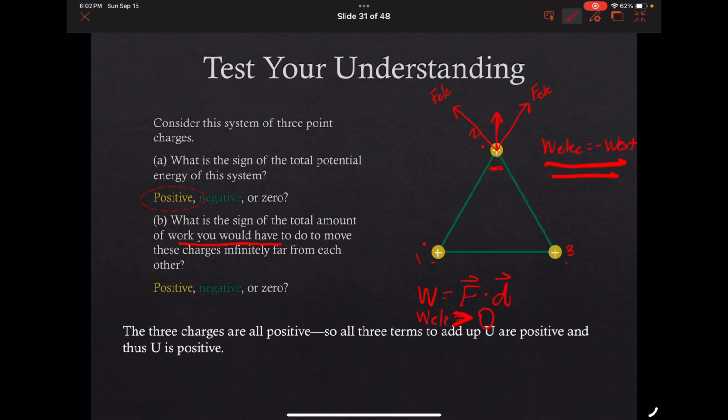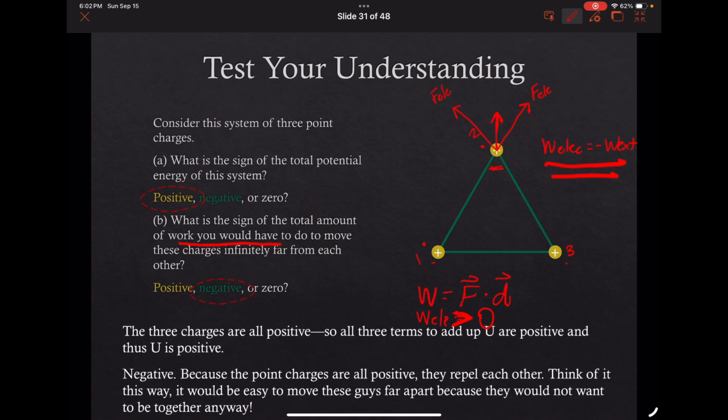And that makes sense if you think about it this way. The particles already have the potential to move away from each other. We actually don't need to put in any energy to move those particles apart. In fact, we're going to get some energy back because it's going to do it for us. Does that make sense? So the sign of the work you must do to move these charges infinitely far apart is going to be negative. They already want to move apart, and you're going to get some energy back because they're doing it for you.